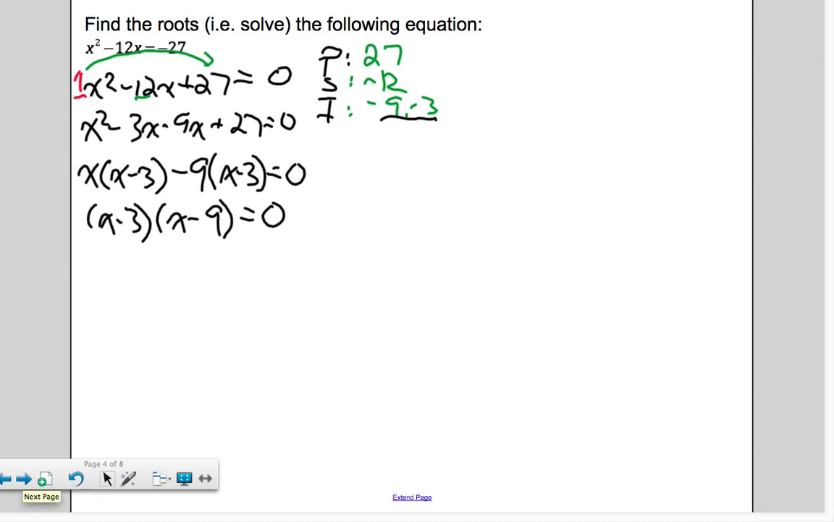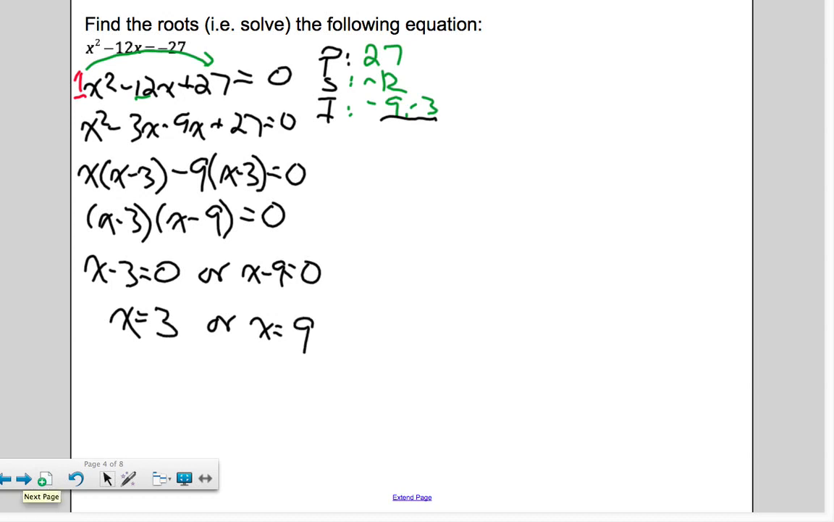Just so we can get here. Then we can say x minus 3 is equal to 0, or x minus 9 is equal to 0. We'll make that whole thing 0. So therefore, we get x is equal to 3, or x is equal to 9. So in other words, when x is equal to 3, or x is equal to 9, we will get negative 27.